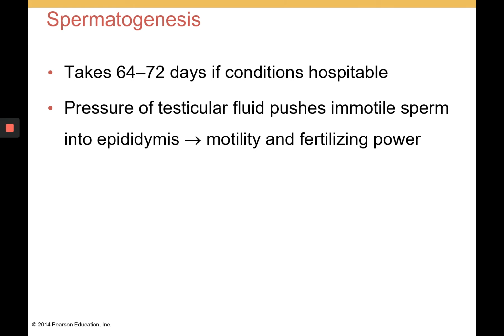So spermatogenesis is meiosis in the male reproductive system. It takes about 64 to 72 days if conditions are hospitable, and it's the pressure of testicular fluid that is going to be pushing the immotile sperm into the epididymis. They will gain motility and fertilizing power in the epididymis. They do not have it when they enter.